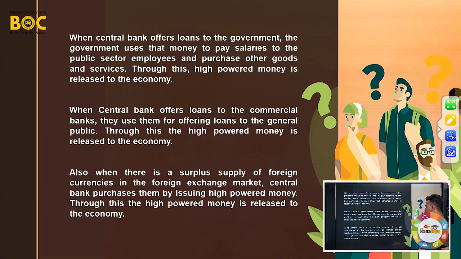Through this, high-powered money is released to the economy. So, in this question, we first identified the channels used by the central bank to release high-powered money to the economy. And in the second section, we explained how each of these channels are creating high-powered money in the economy, or are releasing high powered money to the economy. So like this, in these kind of questions, if there are subsections like this, you should separately address those separate sections.